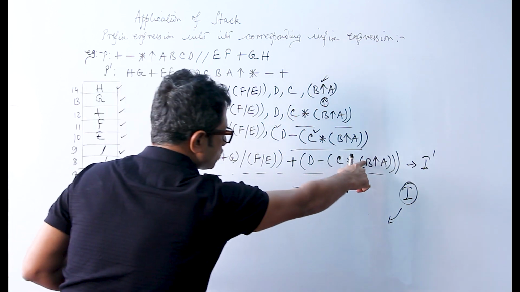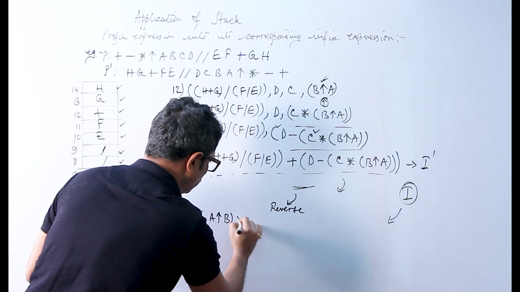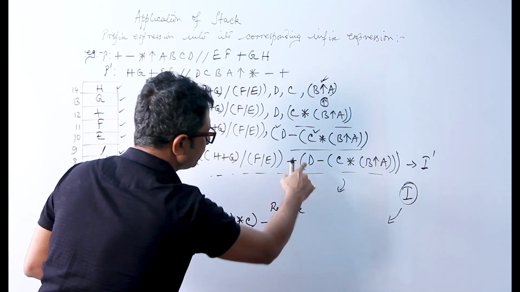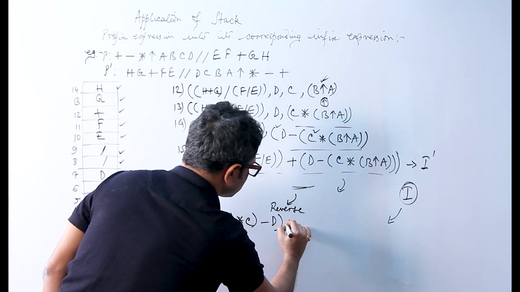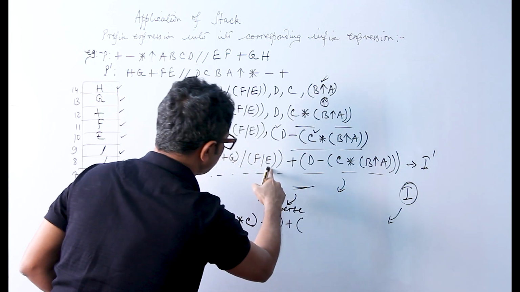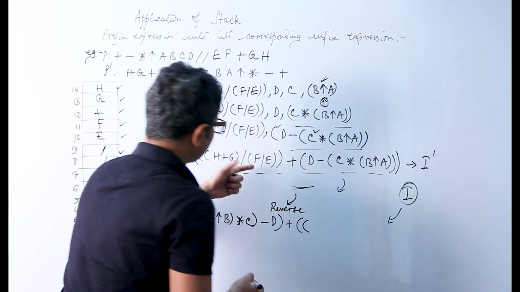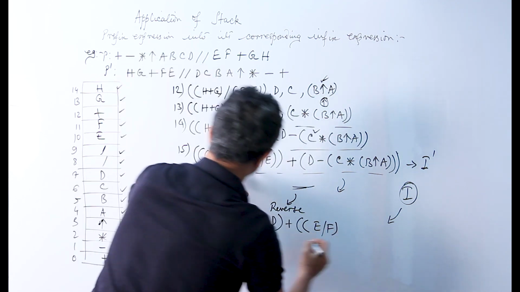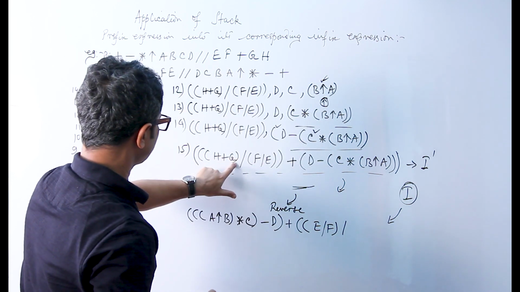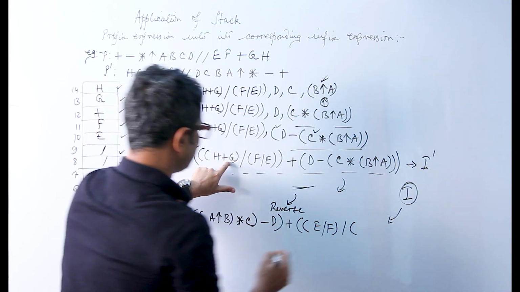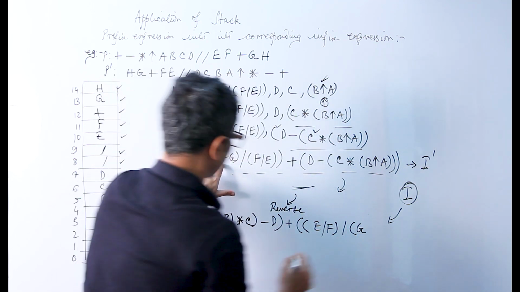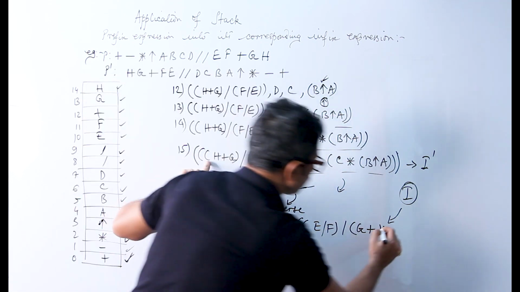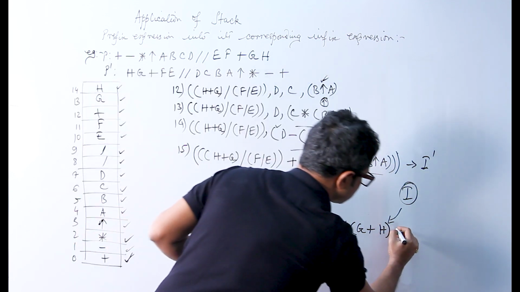Then a closing parenthesis, this opening parenthesis will become a closing parenthesis followed by star C. This will become a closing parenthesis, then minus D, this will become a closing parenthesis, then plus, then this will become an opening parenthesis, and this will become an opening parenthesis as well, followed by E slash F. Then this will become a closing parenthesis, then a slash, then this will become an opening parenthesis, this G will come after that, a plus will come, after that this H will come, and this opening parenthesis will become a closing parenthesis followed by 2 closing parentheses.